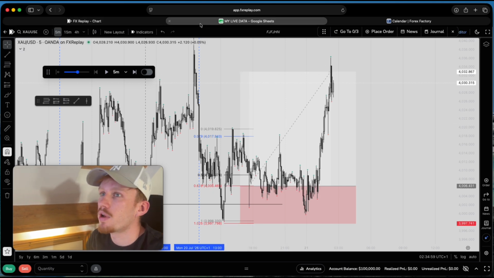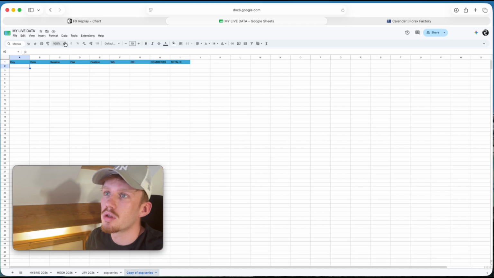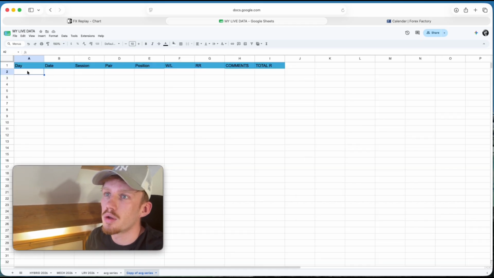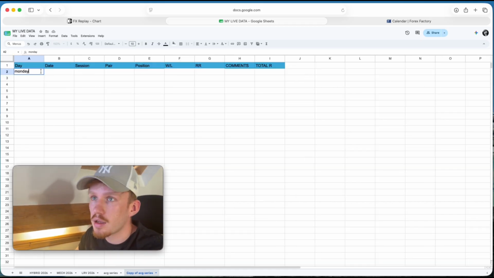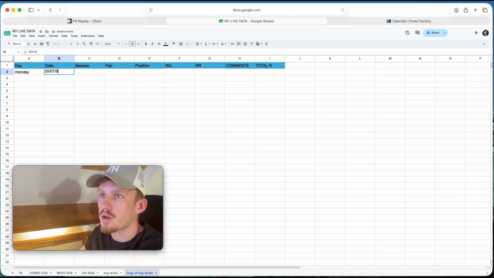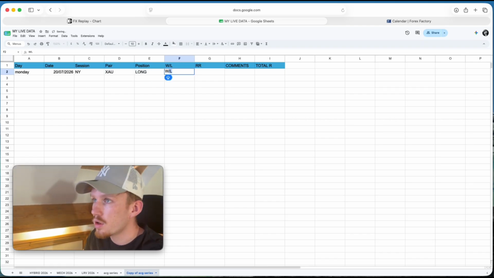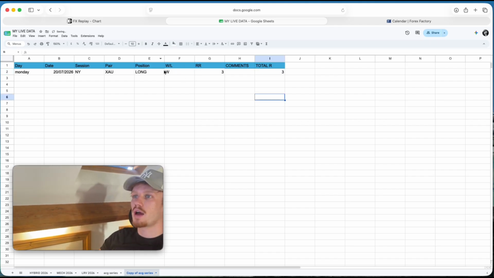So that's how we'd input it on here. So we'll come on here. I don't know if I can zoom in. Oh, wait. There we go. So Monday, 20th of July. Session was New York session. XAU. It was a long. We won. It was 3R. So total was 3R. So that is day one done.